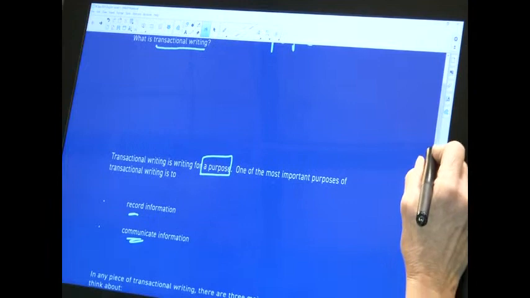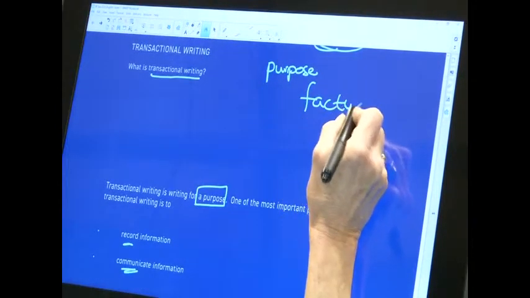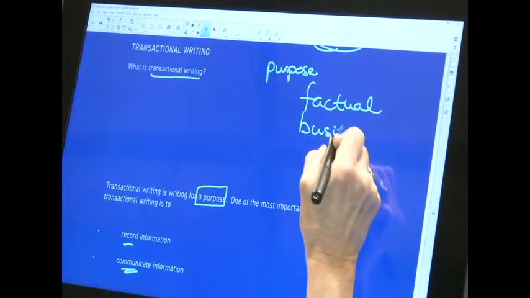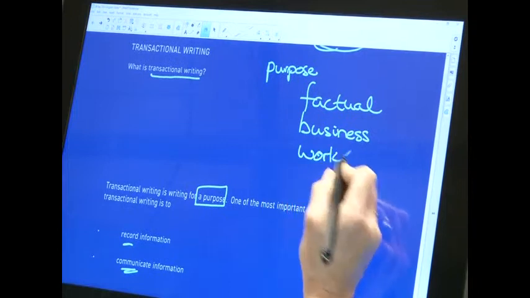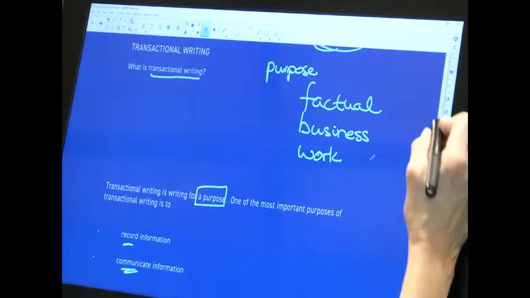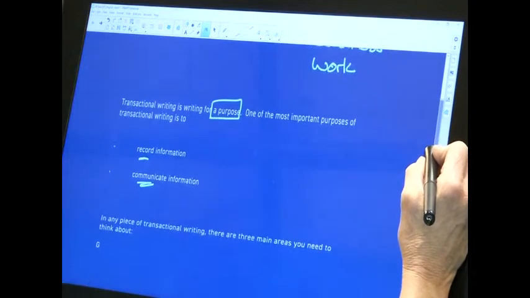So it is the more factual kind of writing. We think of it in a business context or a work context to a large extent, if you're thinking about letters and emails, and obviously a report. So it's that kind of writing, and you can do very, very well in it if you practice.